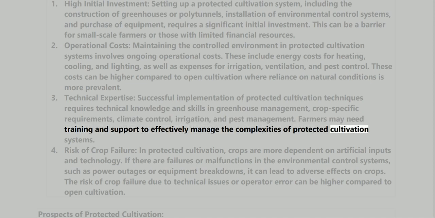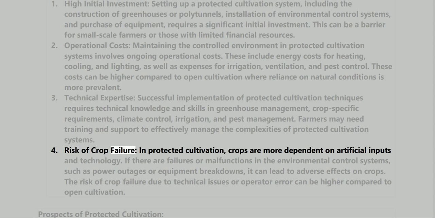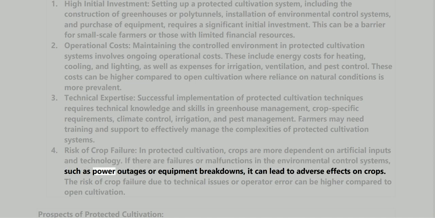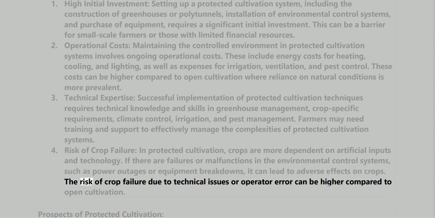Farmers may need training and support to effectively manage the complexities of protected cultivation systems. 4. Risk of crop failure. In protected cultivation, crops are more dependent on artificial inputs and technology. If there are failures or malfunctions in the environmental control systems, such as power outages or equipment breakdowns, it can lead to adverse effects on crops. The risk of crop failure due to technical issues or operator error can be higher compared to open cultivation.